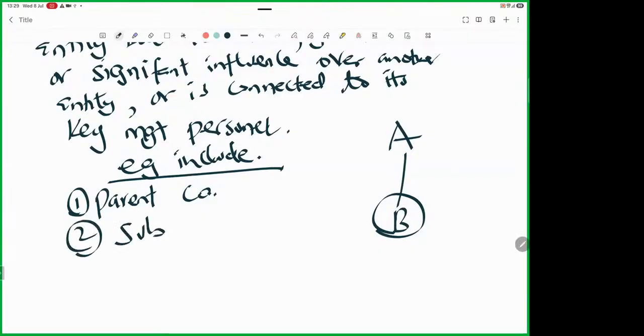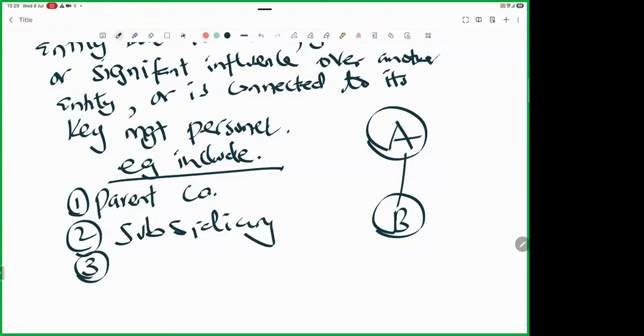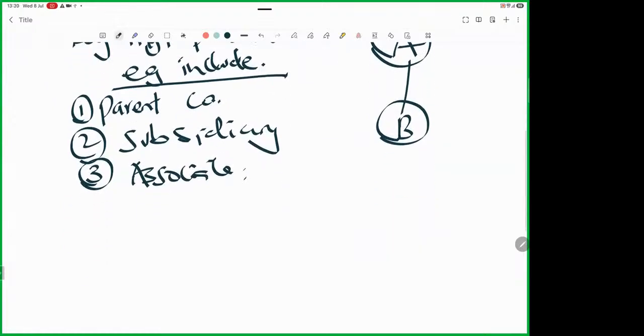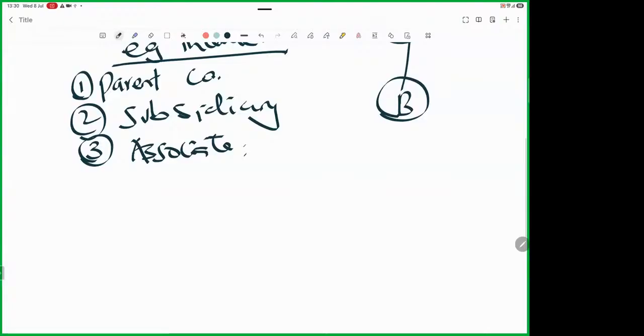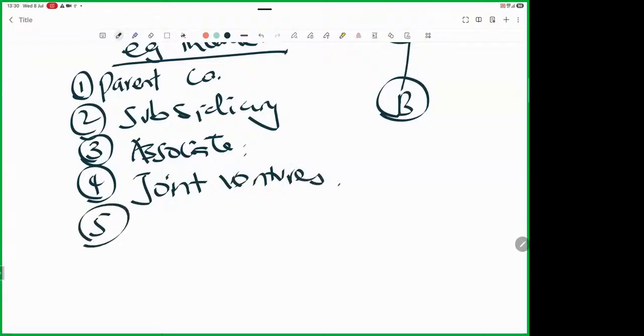Then number two, we have your subsidiary. If A is a parent, then B is a subsidiary. Automatically, B as your subsidiary, ladies and gentlemen, will be a related party. Yeah, there is an element of control. Then we have associates, because of course with associates we have significant influence. We have number 4, joint ventures. So those are our related parties.